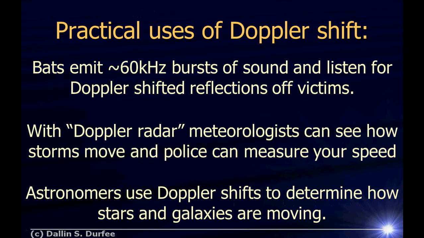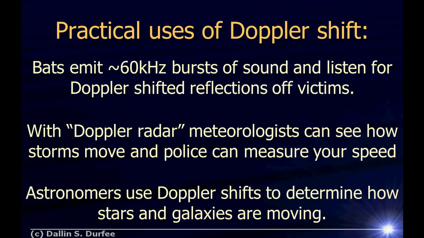Now, there's a lot of practical things you can do with Doppler shifts. For example, bats emit bursts of sound and listen for Doppler shifted reflections. So we all know that bats use echolocation to find things. A bat doesn't just know where something is, it knows how fast it's moving. It can predict where it's going by listening for the Doppler shifted frequencies. We do something similar with Doppler radar. We bounce radio waves off of clouds and things, and we can see how fast those clouds are moving by looking at the Doppler shift.